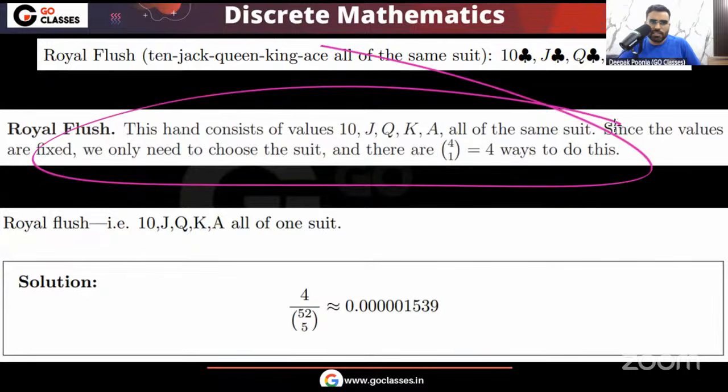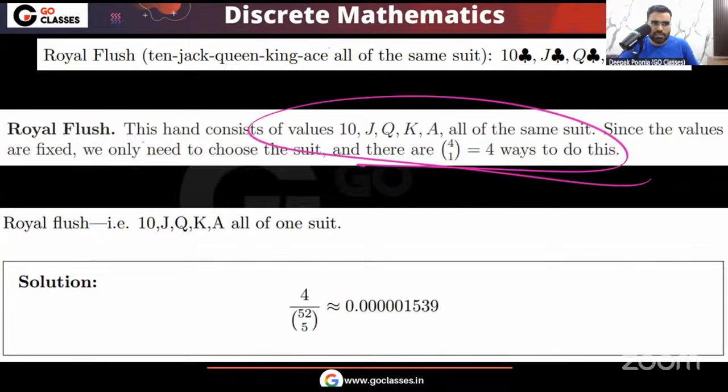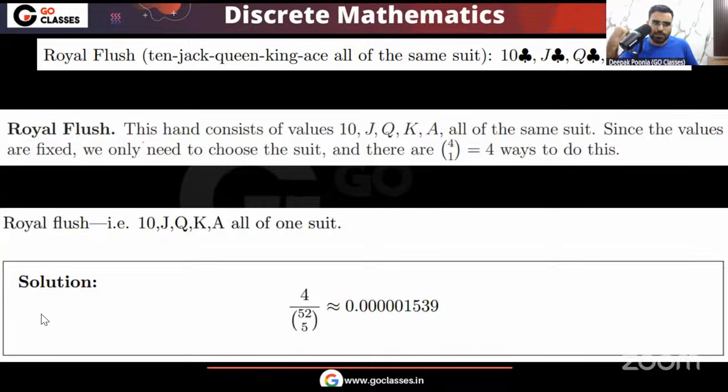The explanation is written here. The royal flush hand must consist of these values: 10, Jack, Queen, King, Ace, all in the same suit. Because these 5 values are fixed, for every suit there is only one way. Total we have four suits, so there are total four ways, or total number of royal flushes, that is four. So what is the probability of getting a royal flush? That is 4 divided by 52c5. This is the probability of getting a royal flush.